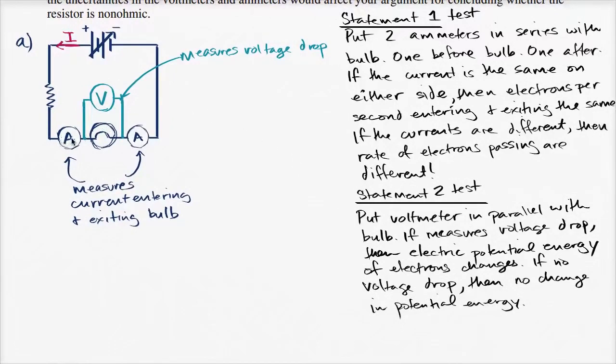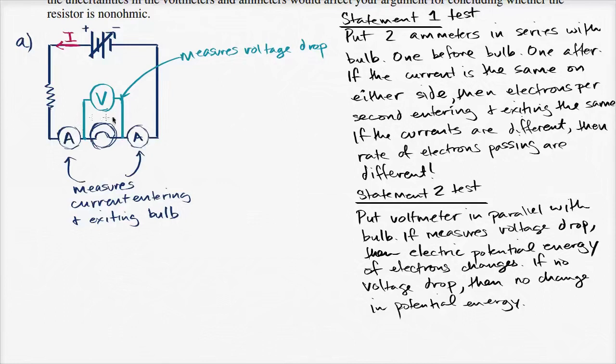I'm measuring the current entering and exiting the light bulb. And actually, if you view it from the electron's point of view, this one is measuring the electrons going in that direction. This is electrons entering, electrons exiting. But either way, the electrons per second would affect current. Same current, well, then you have the same electrons per second. A different current, then you have different electrons per second entering and exiting the bulb.